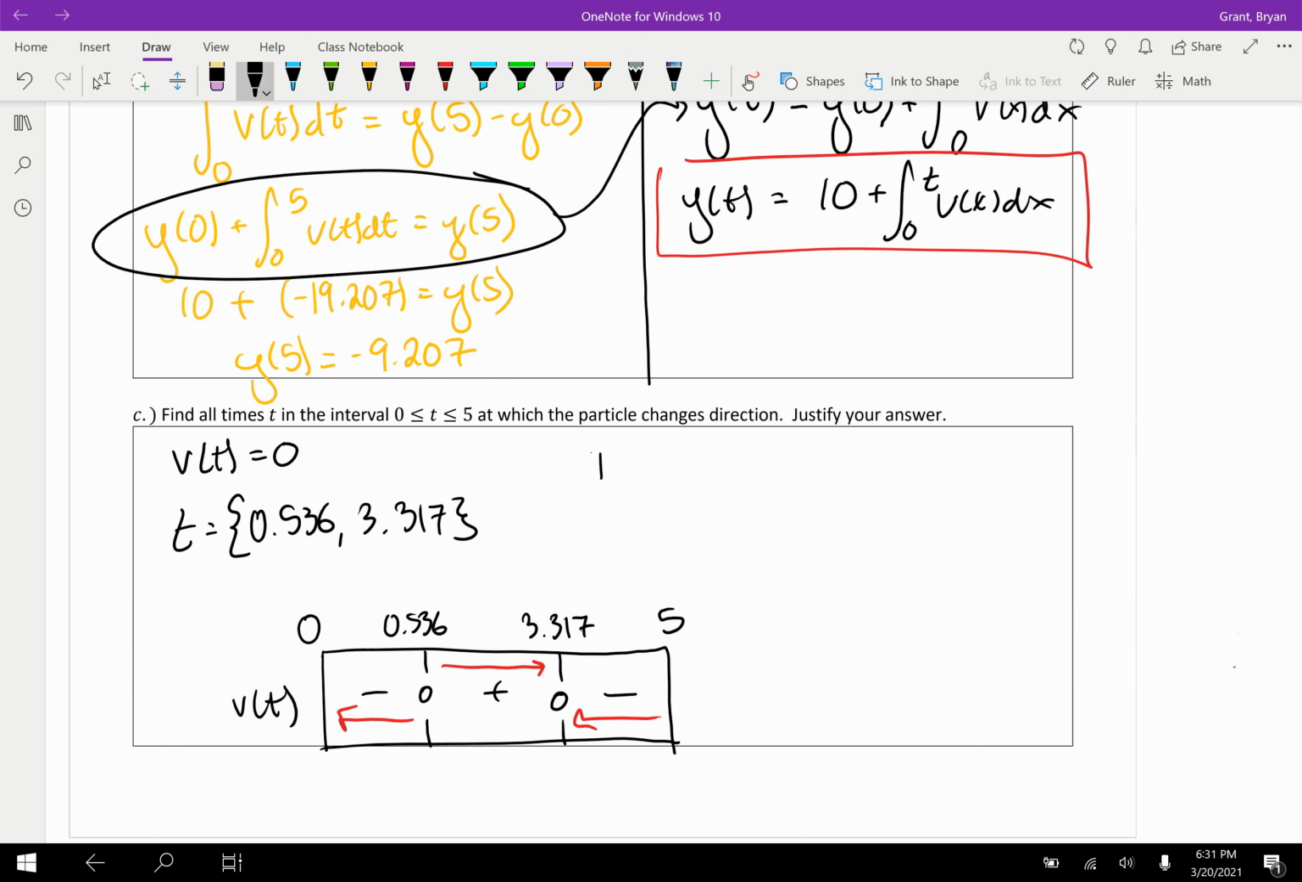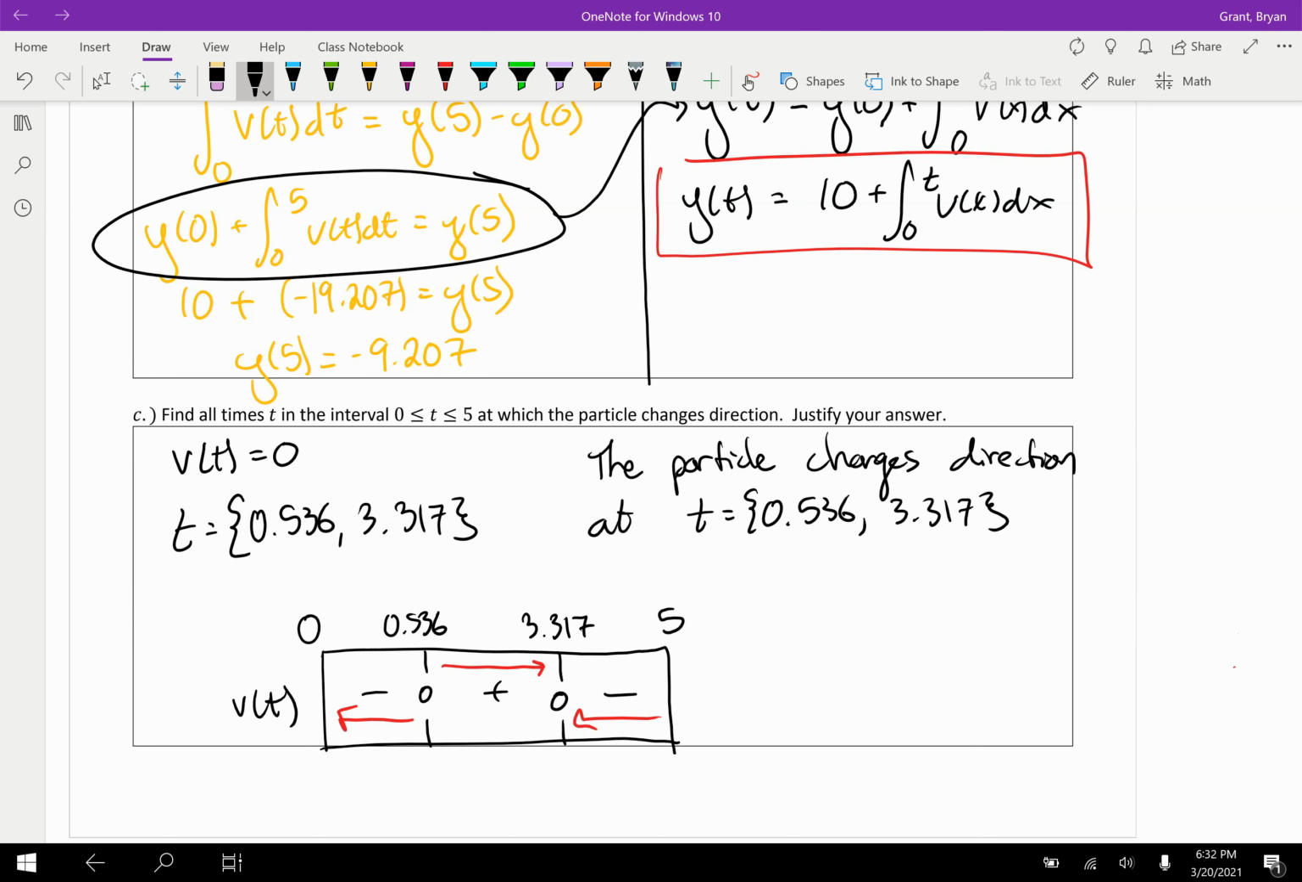So conclusion: the particle changes direction at t equals those two values, because v of t changes sign. And that would be fine. I really like to cover my bases here, so I'd say changes sign at t equals, and then I'm going to rewrite those. Now, if you're running short on time, you'd get away with just ending your sentence right here. No problem at all. But I'm just very clear, and I'm trying not to say changes sign there. That is a little vague for me. Again, you'd still probably be fine, but it's always best to be specific.